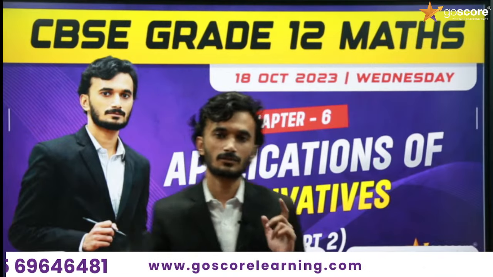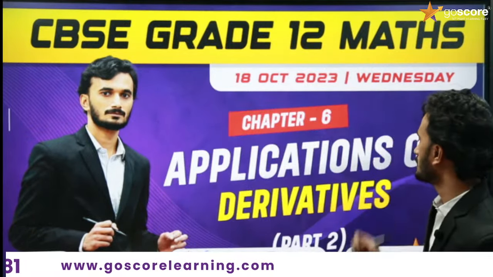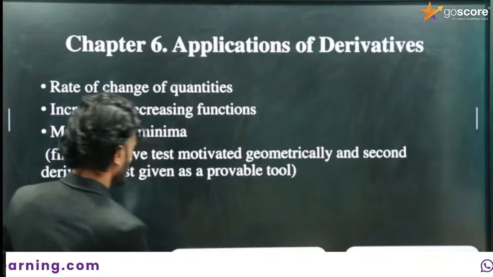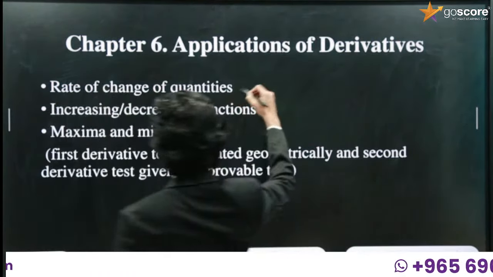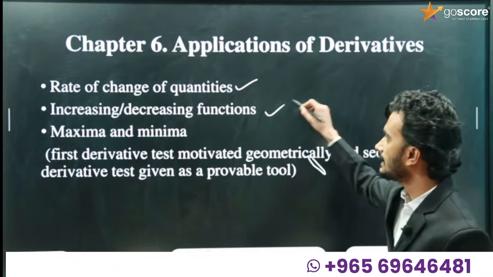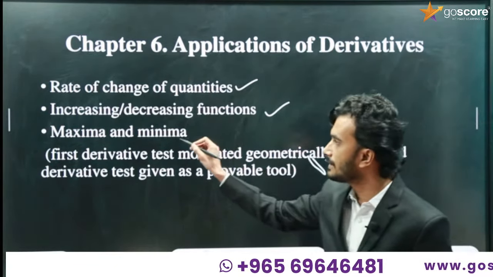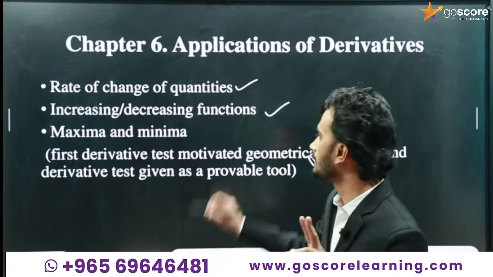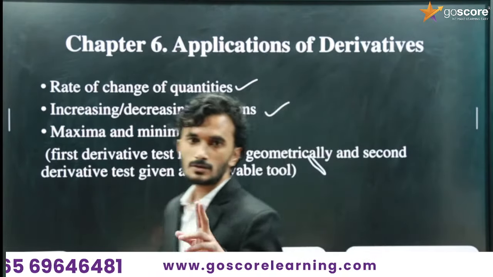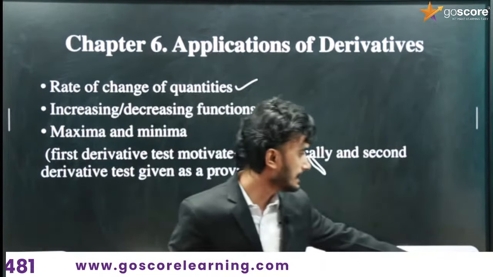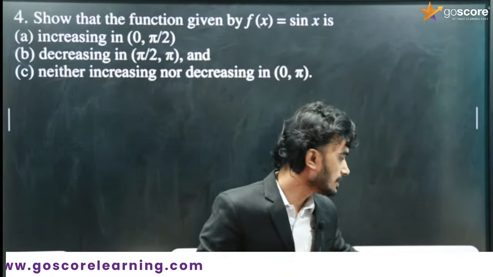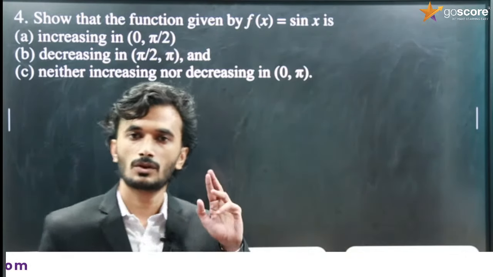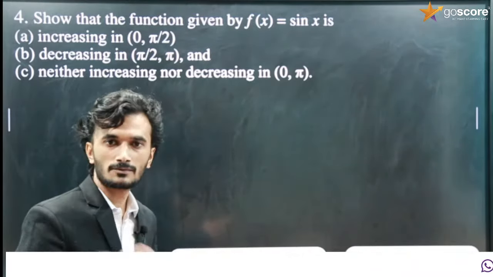In the previous class, we discussed the applications of derivative. In part 1, we discussed two topics: rate of change of quantities and increasing and decreasing function. Today we will discuss maxima and minima. Before that, we will discuss two questions from increasing and decreasing function. It was discussed in the previous class, but it is very important, so I am discussing two more questions from that side.